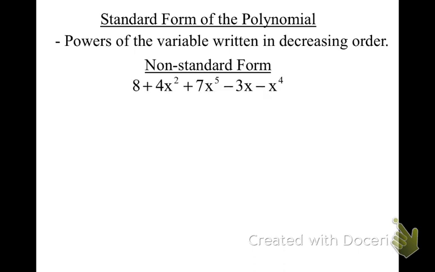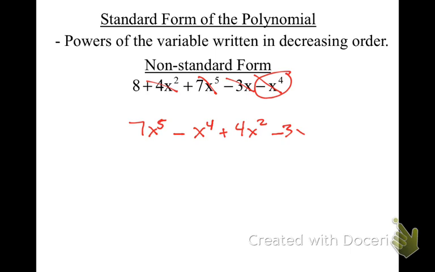Non-standard form would be any way that they're placed as a group. But standard form would be to take the highest exponent first. So the term with the highest exponent would be 7x to the 5th. Once I do it, I cross them out. Then I have -x to the 4th. The next one is positive 4x squared.